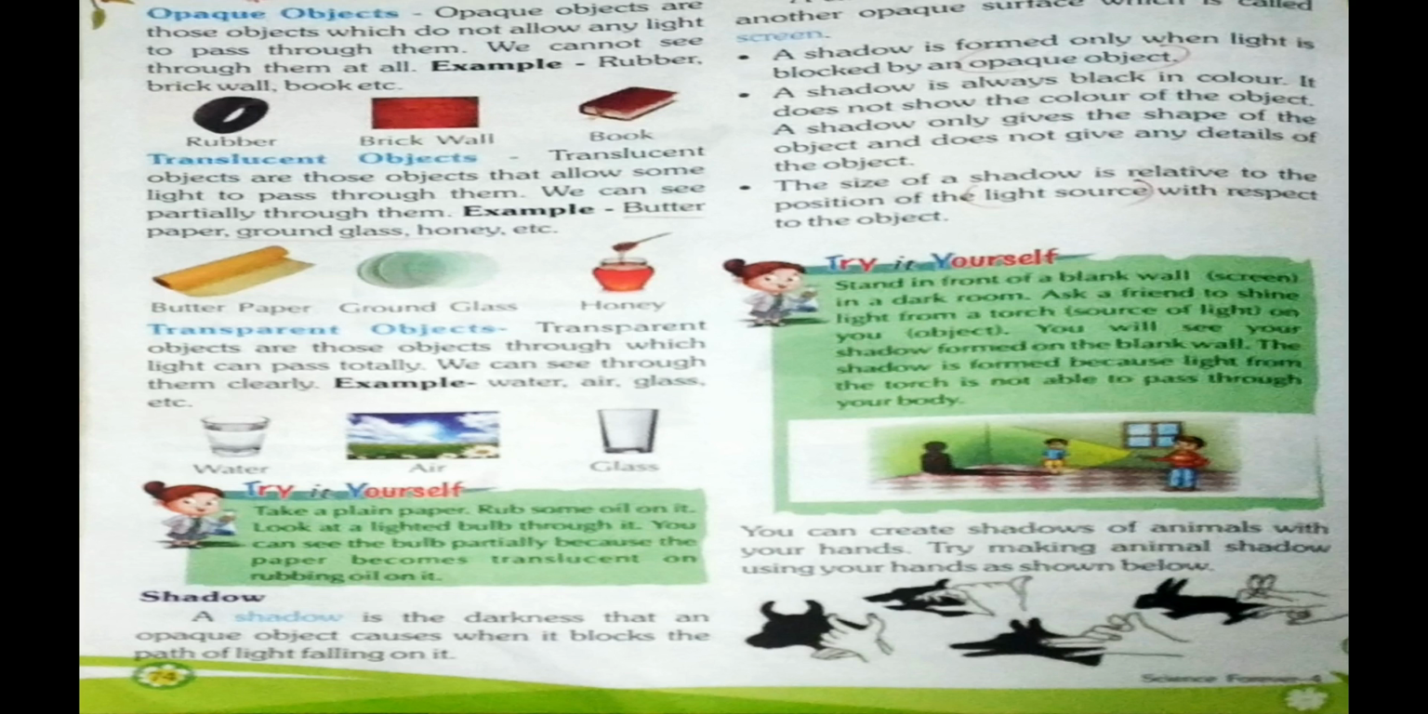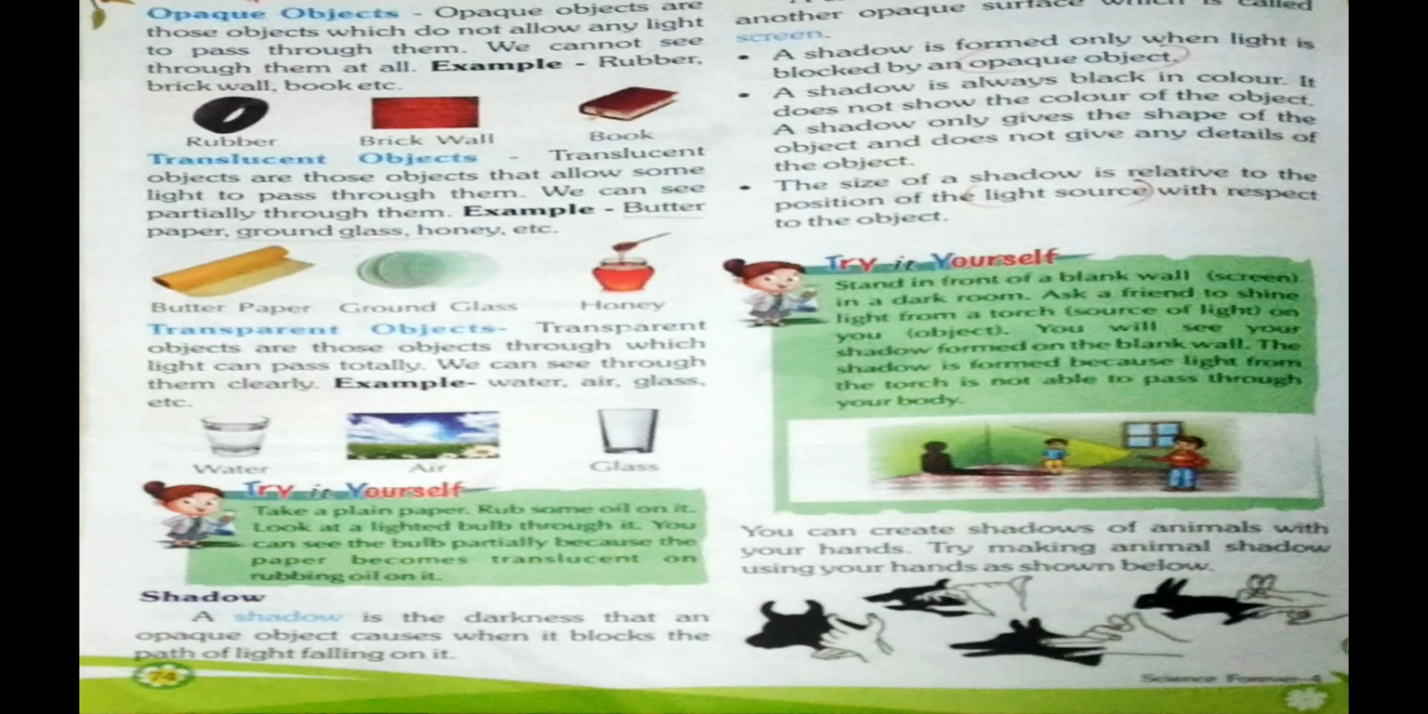A shadow is formed when an object blocks the path of light falling on it. As we know, light travels in a straight line, and light falls on any object. So, what is a shadow? A shadow is the darkness that an opaque object causes when it blocks the path of light falling on it. A shadow of an object is formed on another opaque surface, which is called a screen.